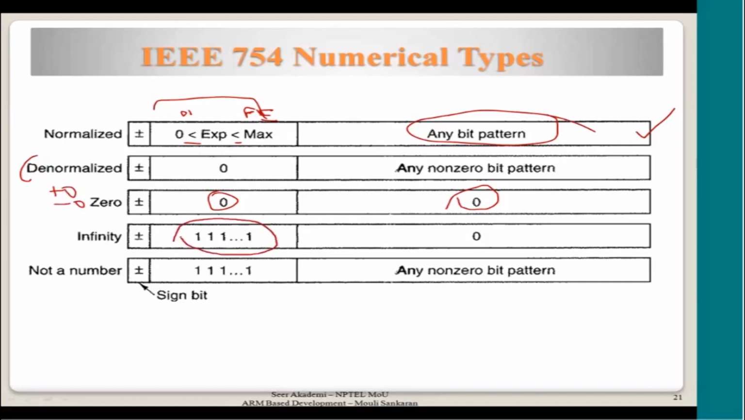Similarly, if all ones are given here, because I told you that 00 and FF are reserved. Now if FF is given as exponent, it represents infinity. You are not able to represent anything beyond this, so you put FF here and 0 here. So you can represent both positive infinity and negative infinity here. Now you are left with some bit patterns which are used for the denormalized form. I will explain that in the subsequent slide in the class, so let us defer it for a moment.